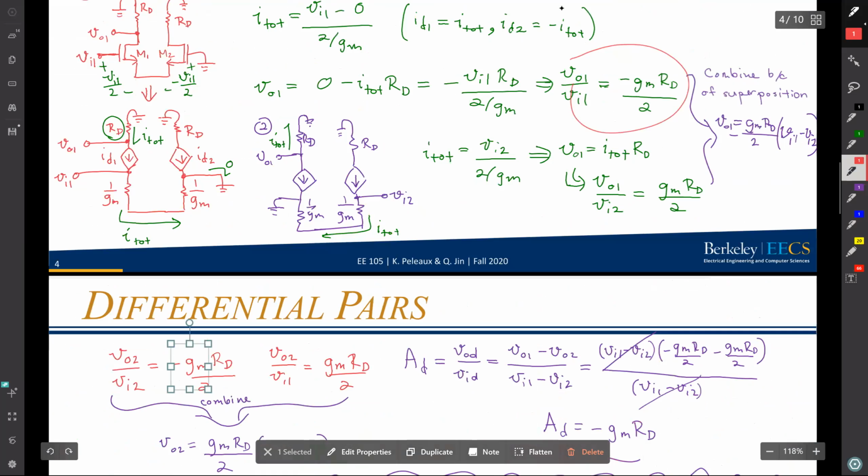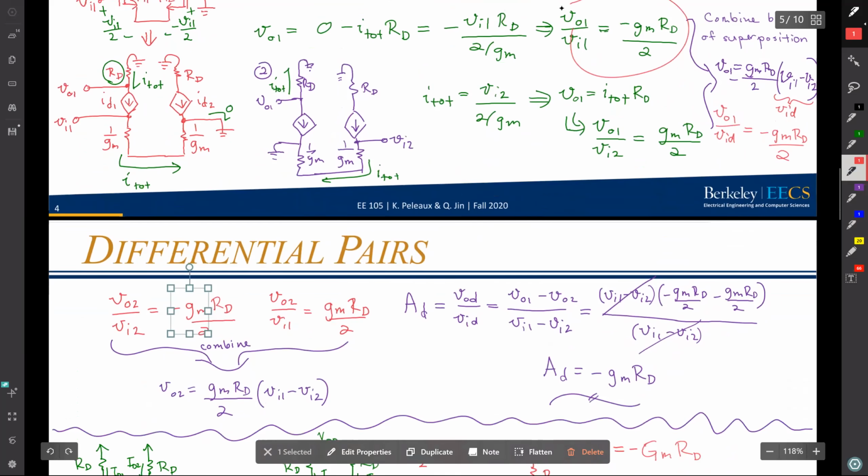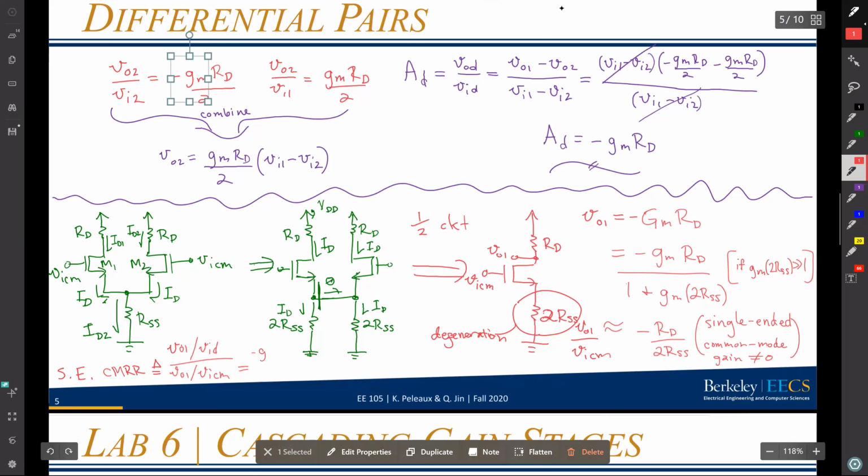And what that gives me, so if I look up here, this is my single-ended, because this is VID here, the differential input voltage. And so if I look at this expression, the single-ended differential gain is just negative GM RD over 2. Right? I get half of my total differential gain. And so I have negative GM RD over 2 divided by this single-ended common mode gain I just found, which is negative RD over 2 RSS. RD over 2 cancels, and I get GM RSS.